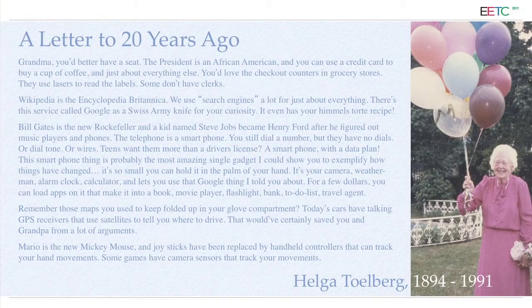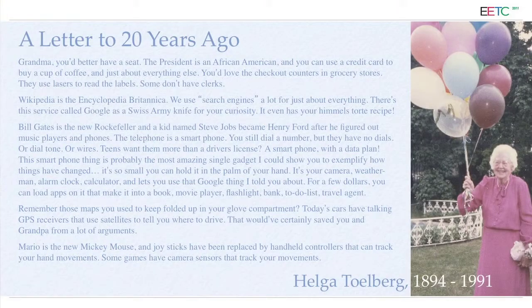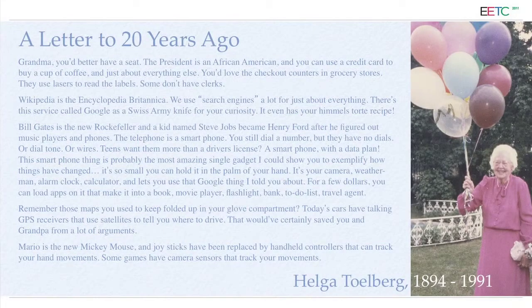You can buy coffee with a credit card, and anything with a credit card. You'd love the checkout counters. They use lasers. Some don't even have clerks. You think about this is just since 1991. Wikipedia is the Encyclopedia Britannica now. We use search engines just for everything. And there's this thing called Google. It's a Swiss Army knife for your curiosity. I even found your recipe for Himmeltorte in Google. Bill Gates, he's the new Rockefeller, and this kid named Steve Jobs is the new Henry Ford because he figured out how to do music players and digitize phones.